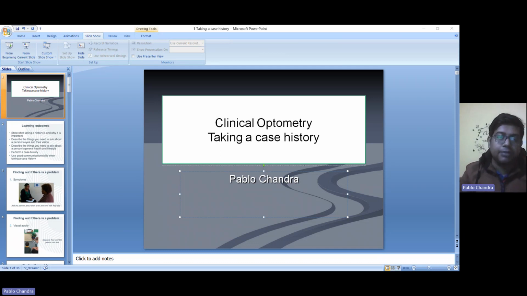Or the patient is coming with a pain in the eyes, so the chief complaint is the pain in the eyes. So you have to first find out what is the main complaint of the patient. If you find out what is the main complaint of the patient, half of your battle is won. And you have to ask about the eye health, what is the main eye health problem of the patient.